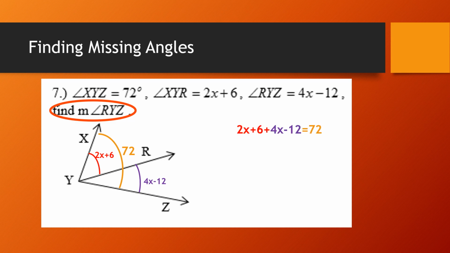Hopefully you see that all we've got to do here is take those two expressions, add them together, and equal 72. And all you've got to do from that point is solve for x. But remember, you need to make sure that you answer the question completely. It said find angle RYZ. So when you find what that x is, plug it into that expression and get your answer.